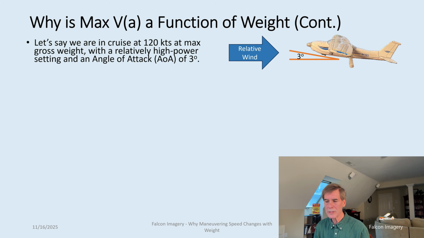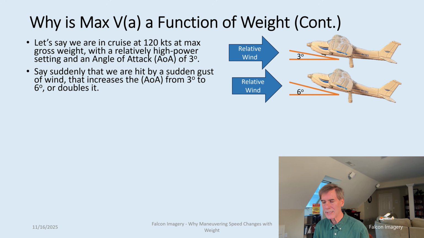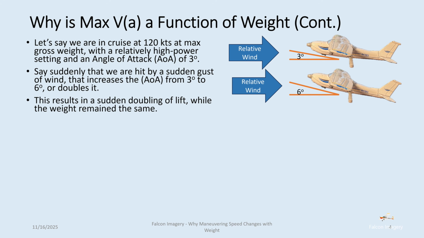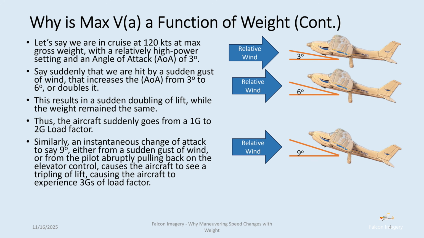So let's say we are in a cruise situation at 120 knots at max gross weight with a relatively high power setting and an angle of attack of approximately 3 degrees. Then say we are hit by a sudden gust of wind that increases the angle of attack from 3 degrees to 6 degrees, or doubles it. This results in a sudden doubling of lift while the weight remains the same. Thus, the aircraft suddenly goes from a 1G to a 2G load factor. Similarly, an instantaneous change of angle of attack to, let's say, 9 degrees, either from a sudden gust or from the pilot abruptly pulling back on the elevator control, causes a tripling of lift, causing the aircraft to experience 3 Gs of load factor.